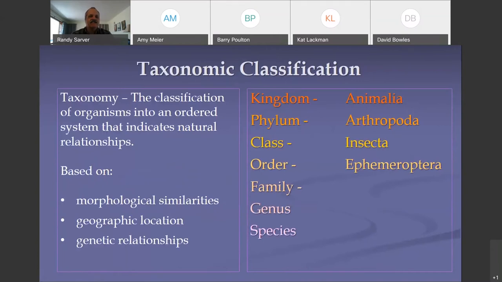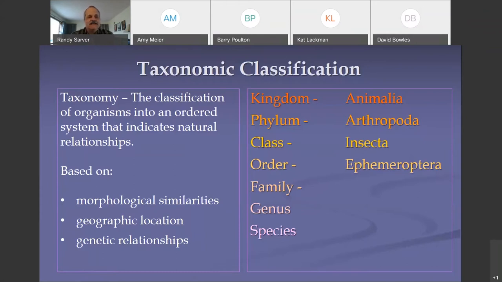As far as taxonomic classification goes, the definition for taxonomy is classification of organisms into an ordered system. And this system is supposed to indicate natural relationships. A lot of the taxonomy in the past has been based on morphological similarities between taxa, or differences, as you could say. Geographical location is important, and if you ask somebody to help you with an ID of some suspected mayfly, one of the first questions out of their mouth might be, where did you get it from? And that helps in the determination.